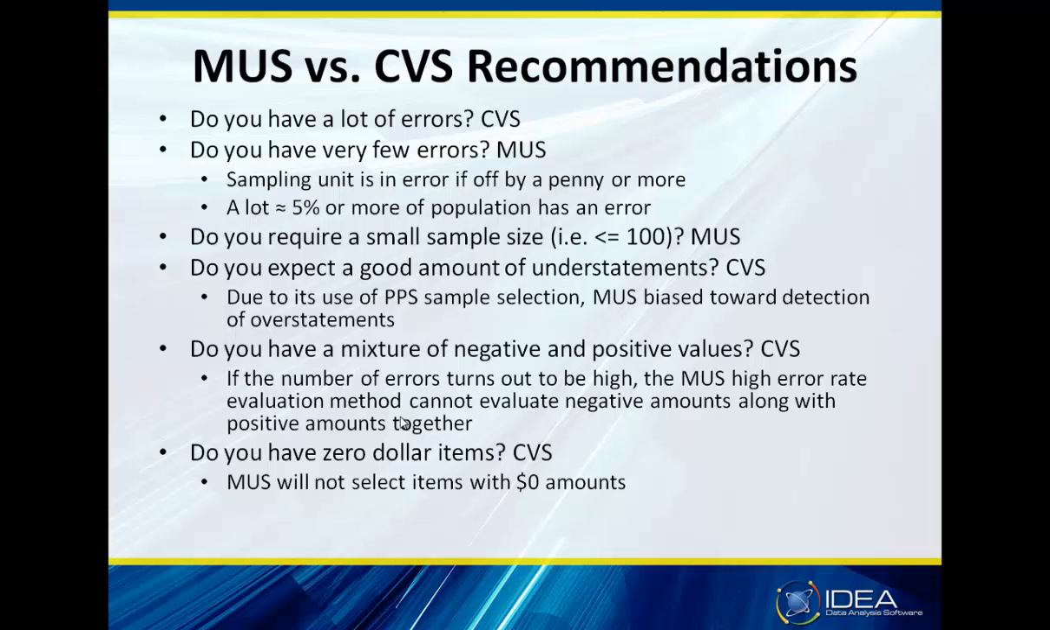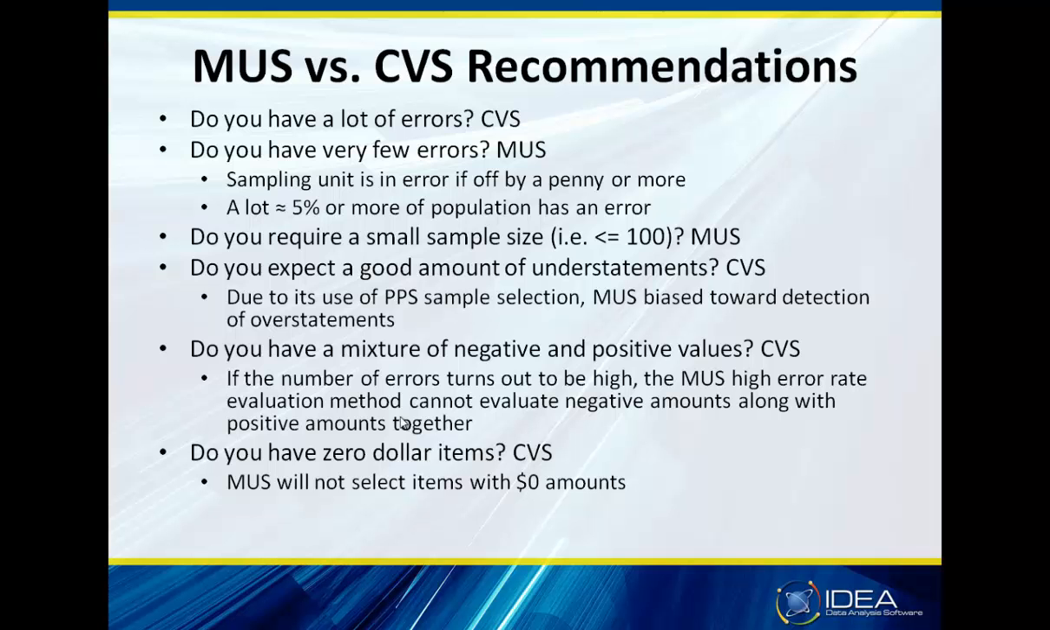Do you expect a good amount of understatements? Well, if that were the case, then you'd want to use classical variable sampling. This is basically because monetary unit sampling employs PPS sample selection, or probability proportional to size, which we'll get into a little bit more later. And that basically means that monetary unit sampling is biased toward detection of overstatements, because it's going to pick the bigger items for the sample.